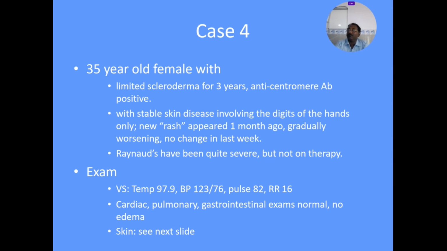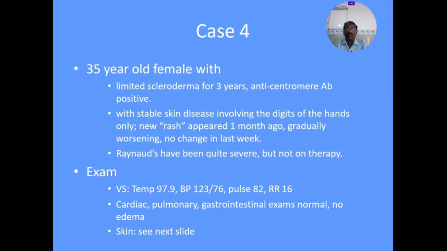A 35-year-old female with limited scleroderma for 3 years, anti-centromere antibody positive. So it's a case of limited scleroderma, suggestive of anti-centromere antibody positive. Okay. With stable skin disease involving the digits of the hands, a new rash appeared 1 month ago, gradually worsening, no change in the last 1 week. Raynaud's has been quite severe, but not on therapy.